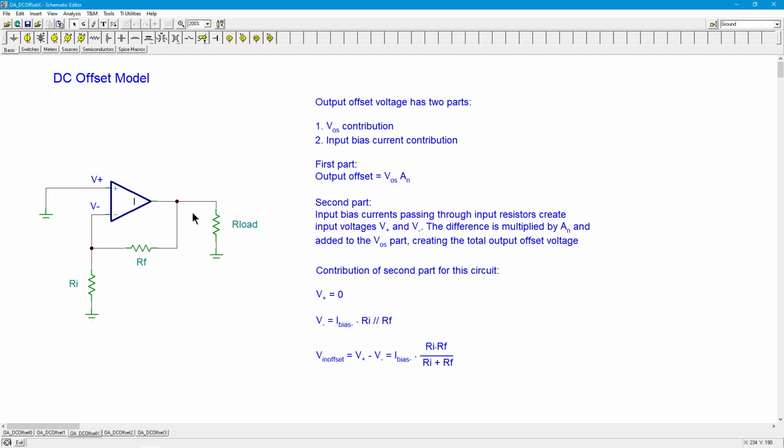And in this circuit we were just looking at, the noise gain and the signal gain, of course, are the same. The second part of this is the input bias current.